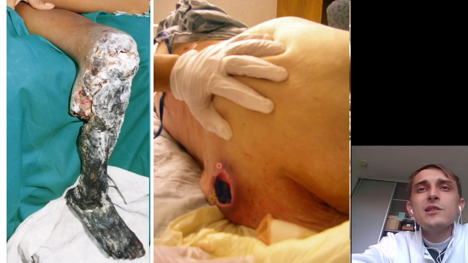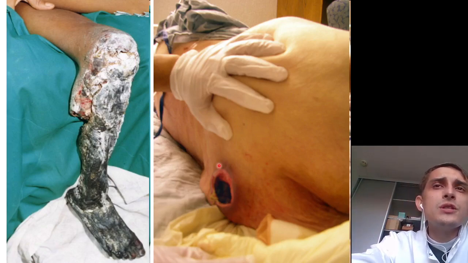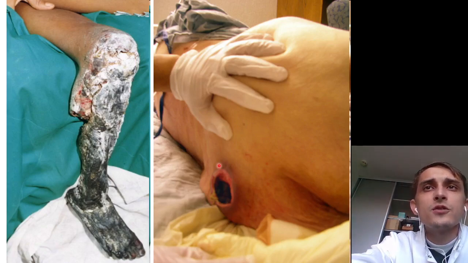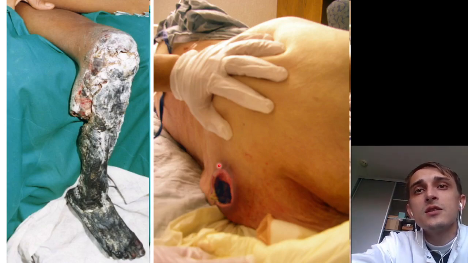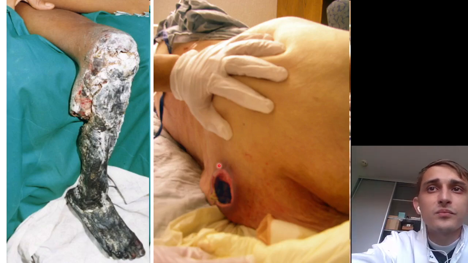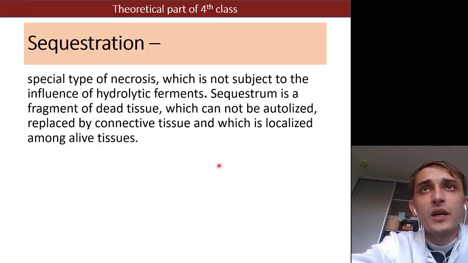So gangrene is one of the most dangerous processes because the intoxication is so high here and may lead to the death of the patient. So it is necessary to give good medical help here.